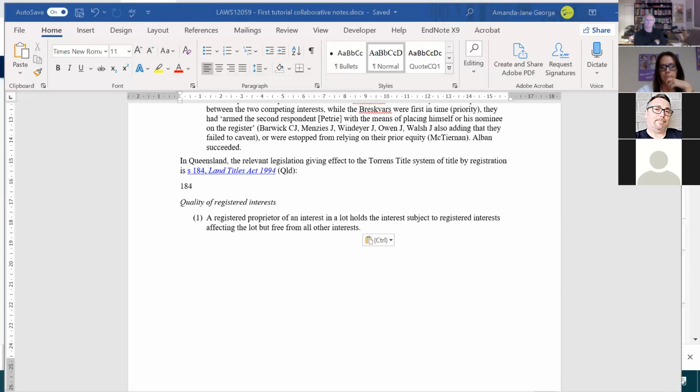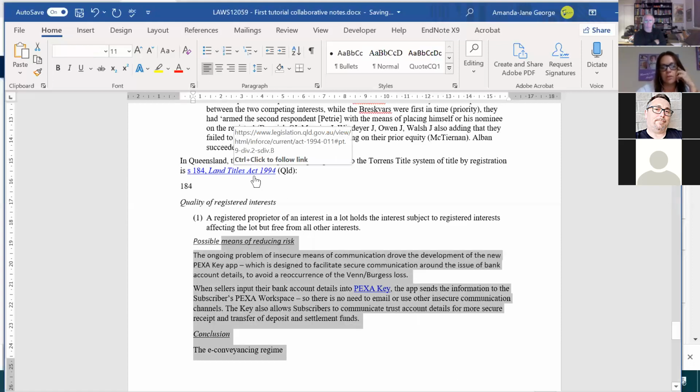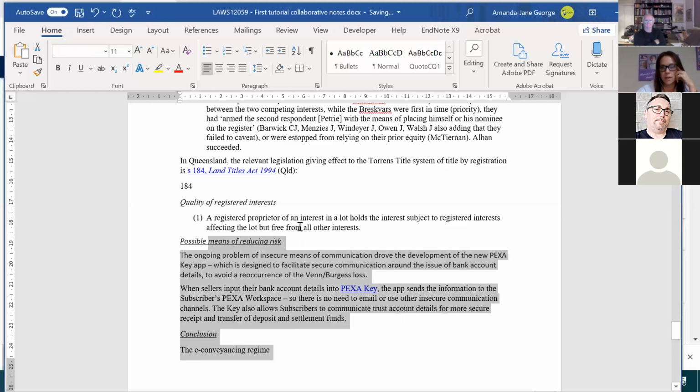I'll put all of this study guide, this answer guide up for you, so don't worry about that. Yeah, after the thing that happened with those parties that lost the money, they actually then introduced two-factor authentication, even just to sign into PEXA to get onto the workspace in the first place. That was a huge change that they made after that occurred.